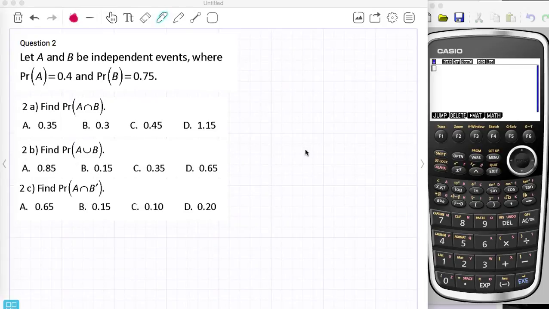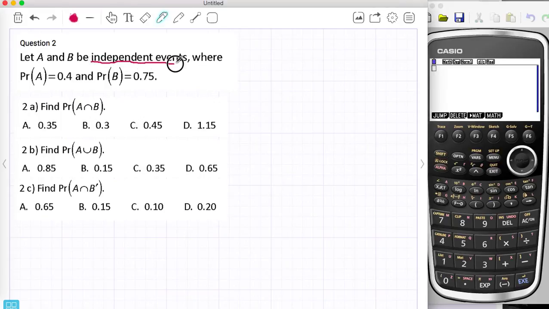This is another one of my daily revision questions for my students, and you can see we've got independent events A and B, and we've got a number of questions. If you want to pause the video and have a go, do so, or else I'm going to do them now. Now, let A and B be independent events.